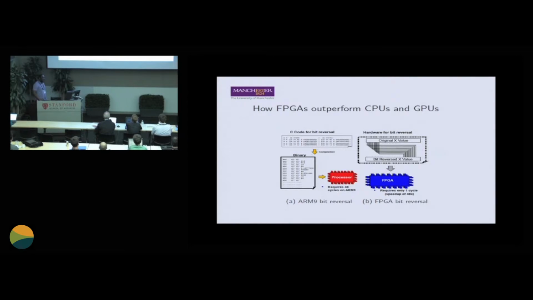So how do FPGAs outperform CPUs and GPUs? Assume you have a simple thing like bit reversal on an ARM9, which doesn't have a bit reversal instruction. No matter how you optimize it, you're going to spend at least about 48 cycles. But on an FPGA, you can basically just reverse the connection between two buffers, and assuming the processor and the FPGA are running at the same clock speed, that's a lot of speedup. That's basically how FPGAs outperform CPUs and GPUs.